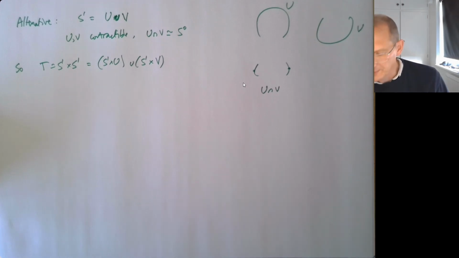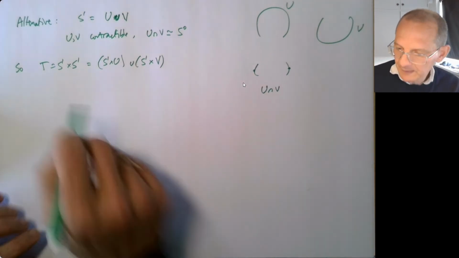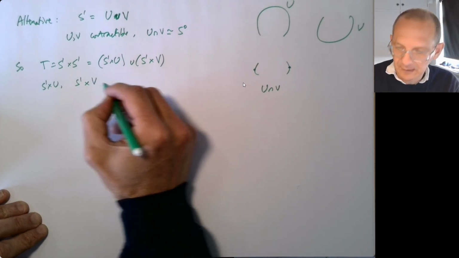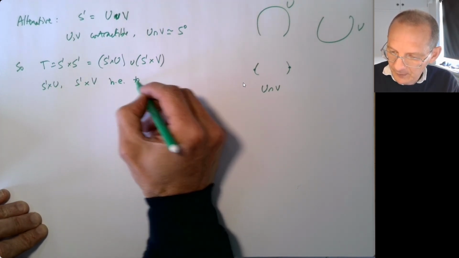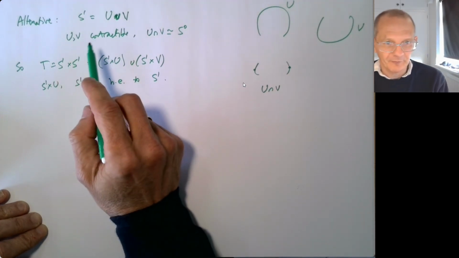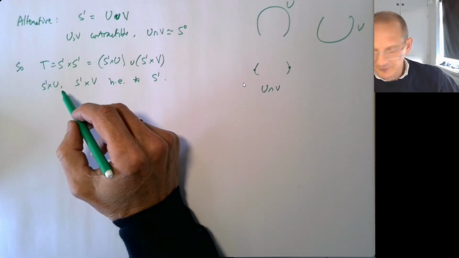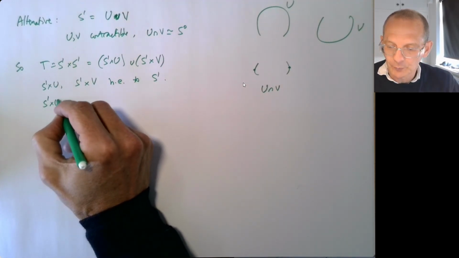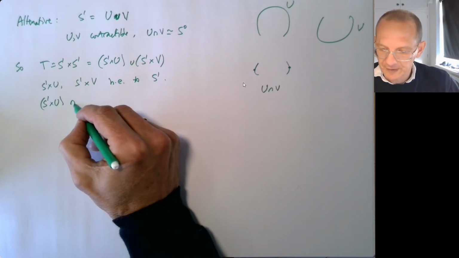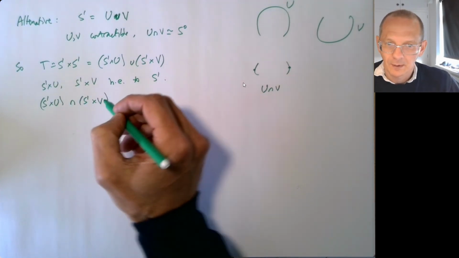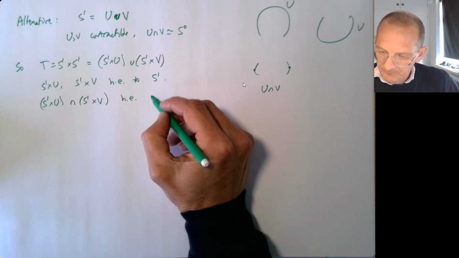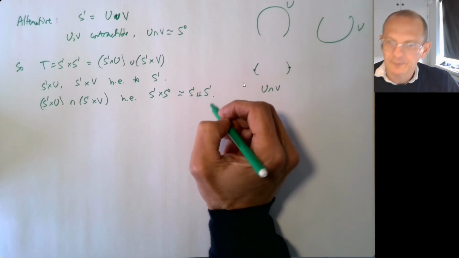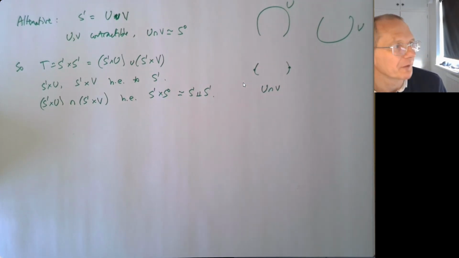So the torus can be written as a union of S1 cross U and S1 cross V, with S1 cross U and S1 cross V homotopy equivalent to S1, right? Because U is homotopy equivalent to a point, so S1 cross U is homotopy equivalent to S1 cross a point, which is S1. And S1 cross U intersected with S1 cross V is homotopy equivalent to a disjoint union of two circles.